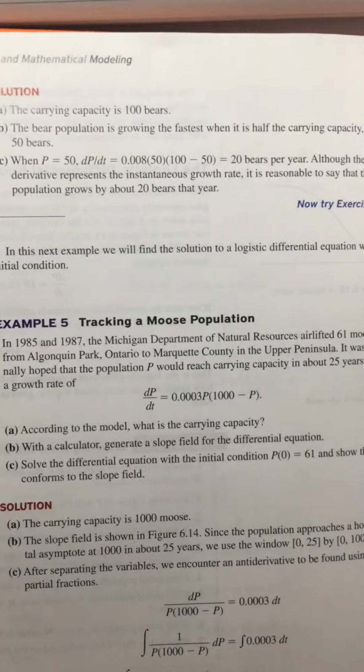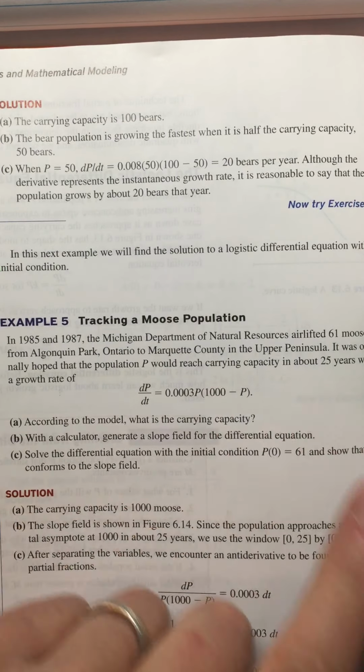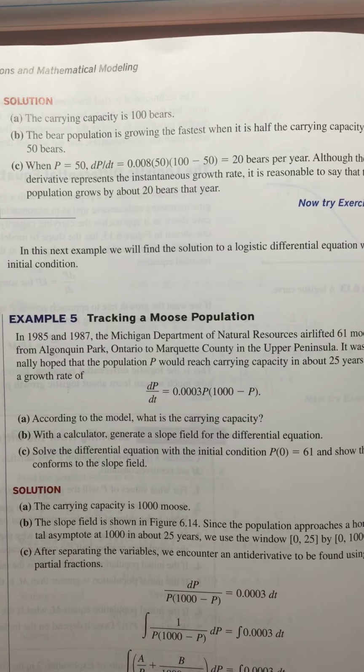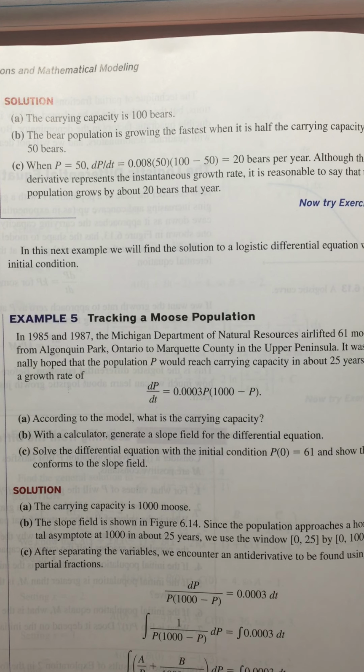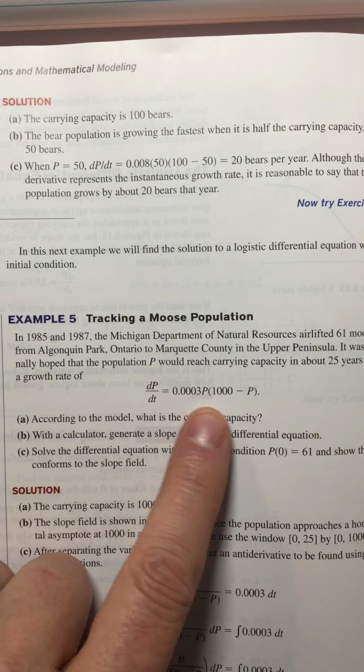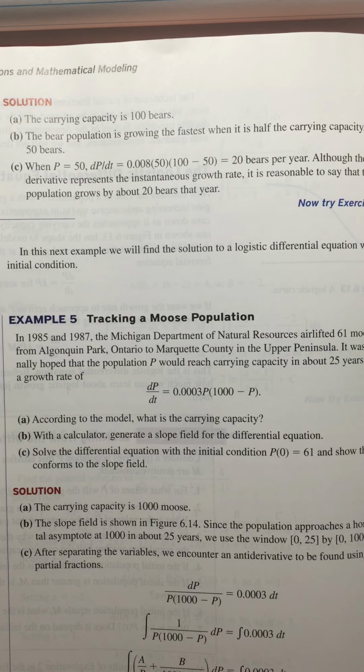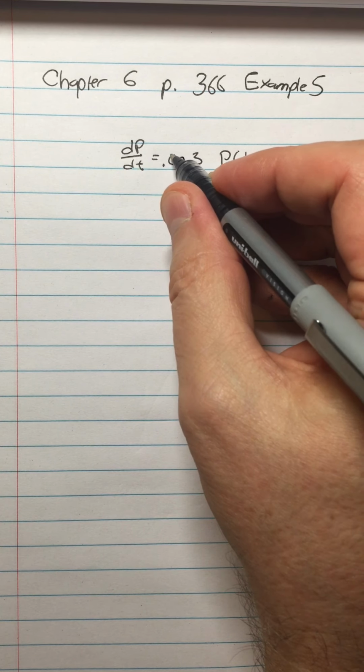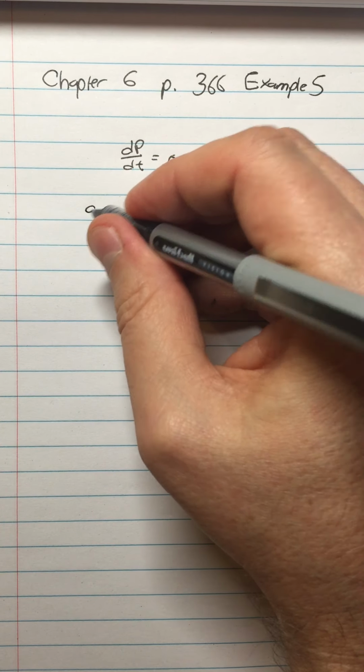All right, so here's what we got. We got some moose here because it's the Upper Peninsula of Michigan where they have a lot of moose. And here's what we have: some differential equation that describes the moose growth, the population of the moose. So I've written that here. So our first question, question A, says, what is the carrying capacity?